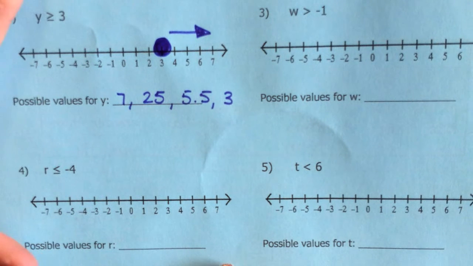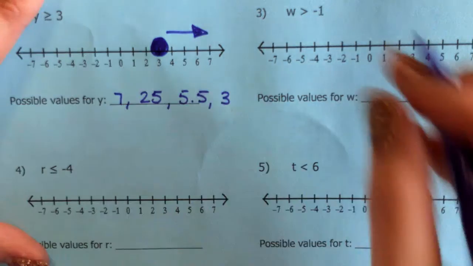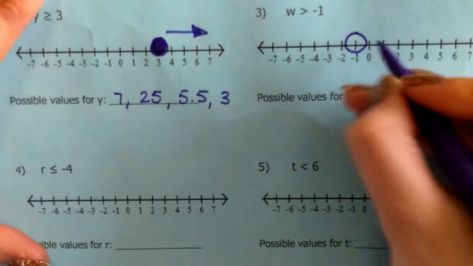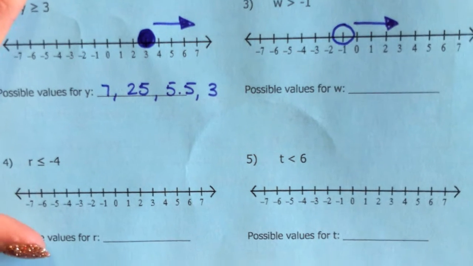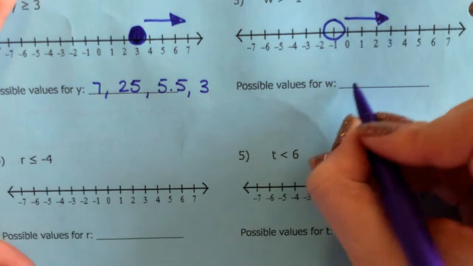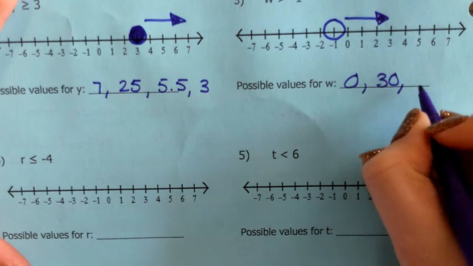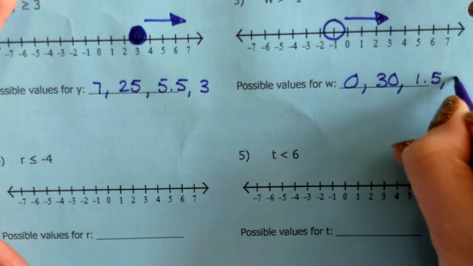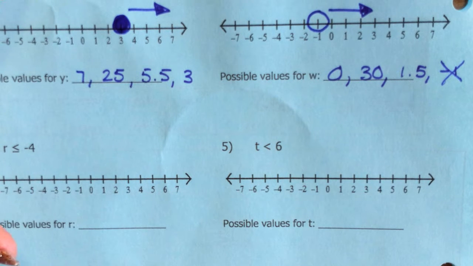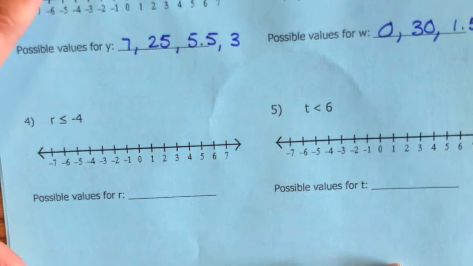Next one, W is greater than -1. Greater than is an open circle on -1, and I'm going to the right. Possible answers for this one: 0, 30, 1.5. Not an answer to this would be -1. -1 is not an answer. It's falling through that hole. Not an answer.